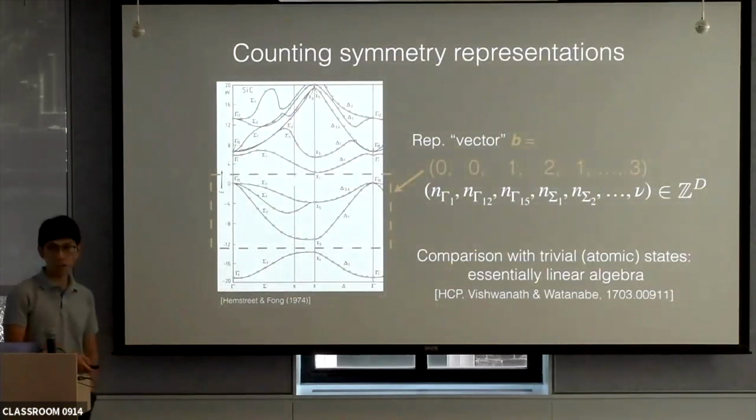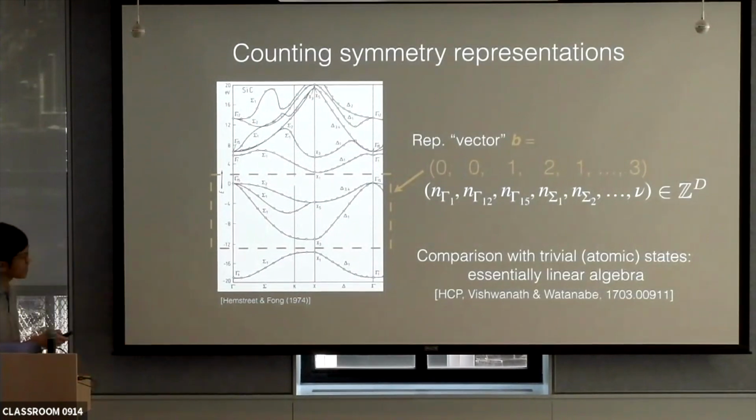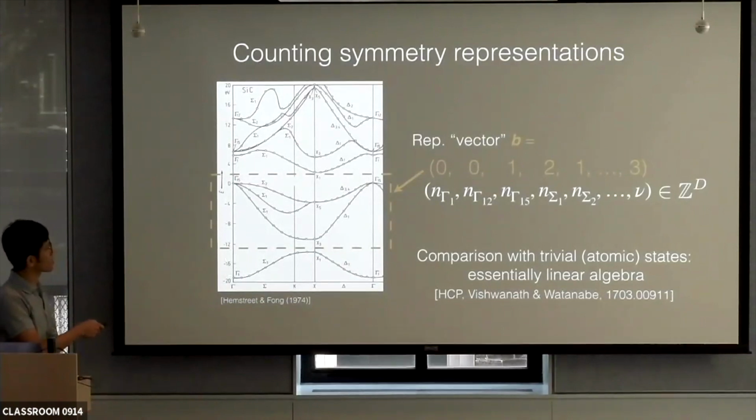And the counting works this way. If I give you a general band structure, it can look extremely complicated. This is taken from a paper in 1974 about silicon carbide, which is reasonably simple by the standard of modern material science. Even in this case, many bands disperse in this way or that way. In the old days, they labeled every symmetry representation in a very conscientious manner. At the gamma point, they say, oh, this is the gamma 1 representation, gamma 1,5, and so on. So if you just look at this, it looks like you have a lot of information.